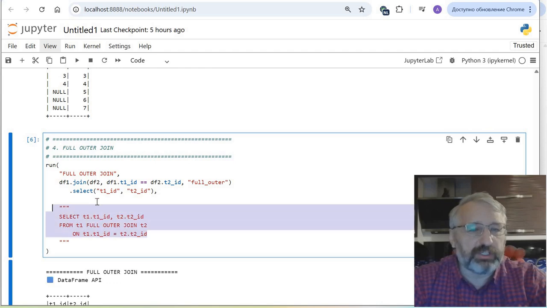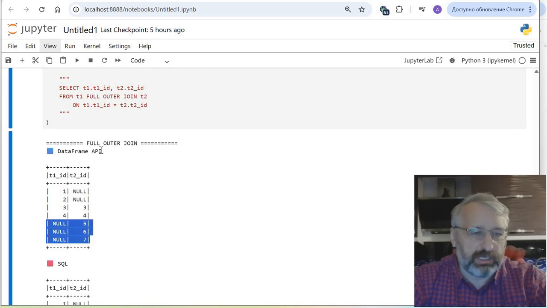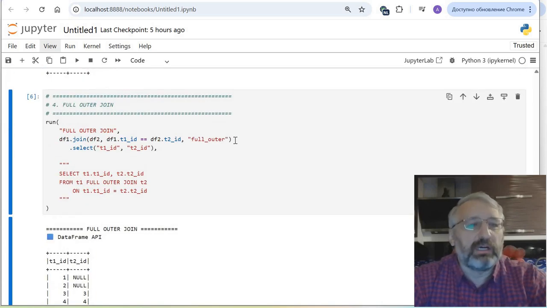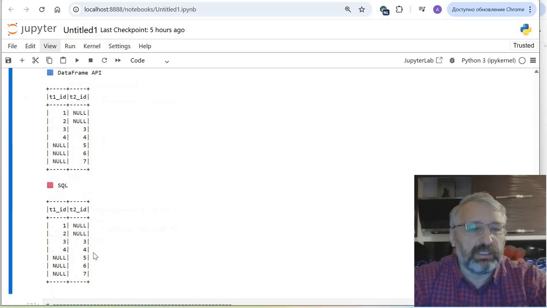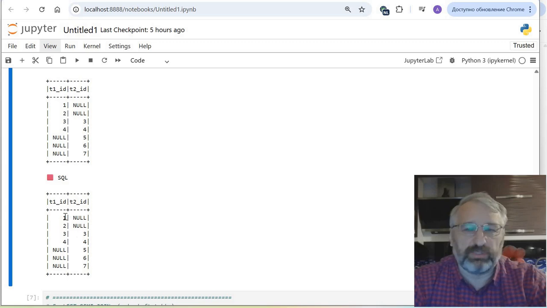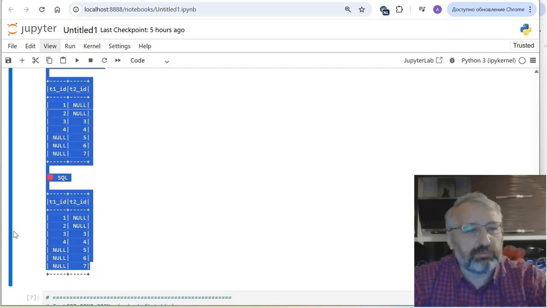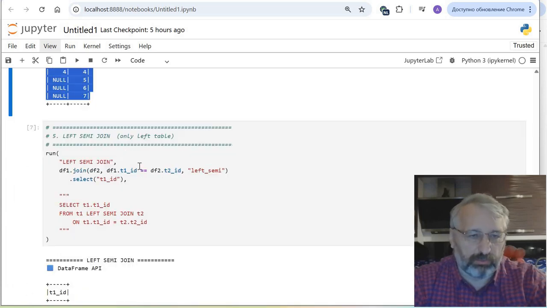Full outer join. Here we match both left and right tables. We select all possible values, and those which do not match are replaced by null. The Spark syntax is the same, the type of join is full outer, and SQL provides the same result. This is basically a combination of left and right join. So we get those rows that would come from a left join and the rows that would come from a right join, so we get the full join, all the possible rows.